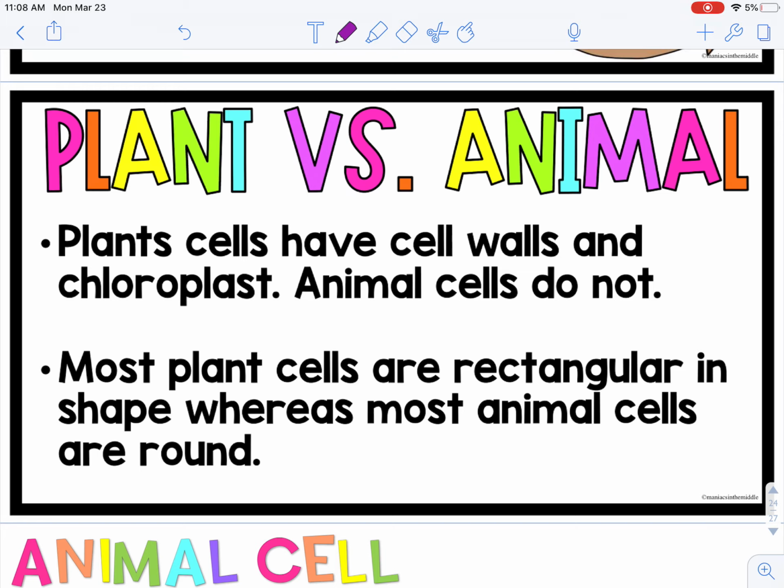And then one kind of fun fact for you as we look at cells over the next few days: most plant cells tend to be rectangular in shape, where most animal cells, remember we are considered animals, are round. So if you've ever seen a picture of a white blood cell or a red blood cell, those would both be considered animal cells and are typically round.